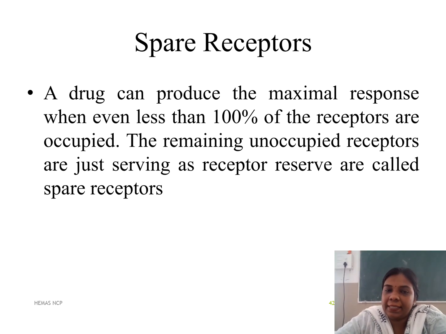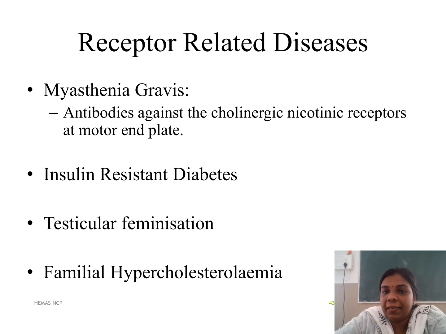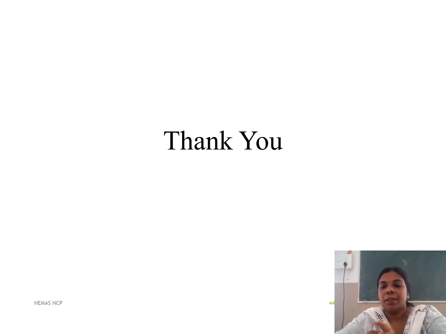Next is the spare receptors. A drug can produce the maximum response even when less than 100% of the receptors are occupied. The remaining unoccupied receptors serve as a receptor reserve and are called spare receptors. Spare receptor means an extra, unoccupied, remaining receptor. The receptor-related diseases include myasthenia gravis, insulin-resistant disease, testicular feminization, familial hypercholesterolemia, etc.